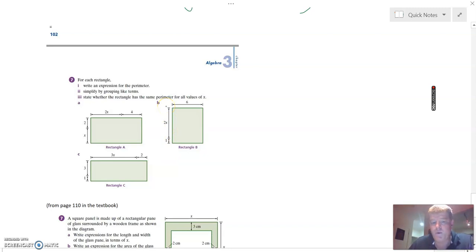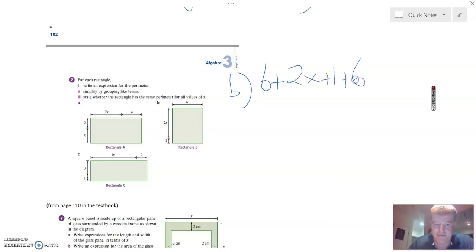We can just write that by saying it's all the sides put together. It's going to be 6 plus the next side, which is 2x plus another metre, so 2x plus 1, plus 6 again, because this side is going to be the same as this side, plus 2x plus 1, because this side is going to be the same as this side. So that's all our metres.